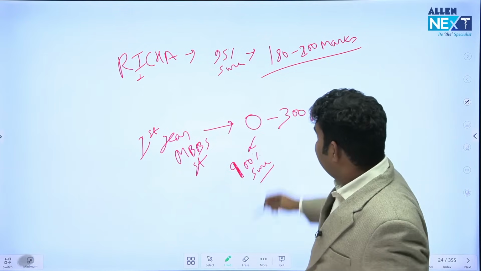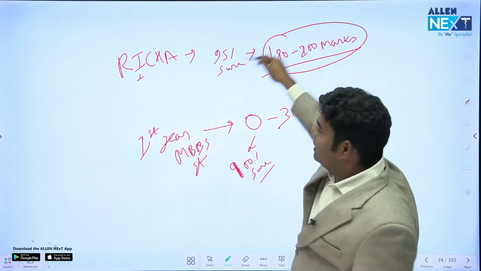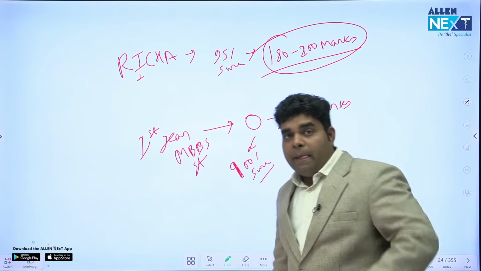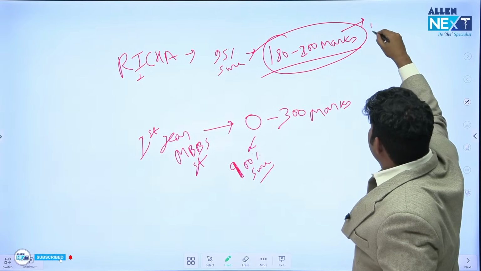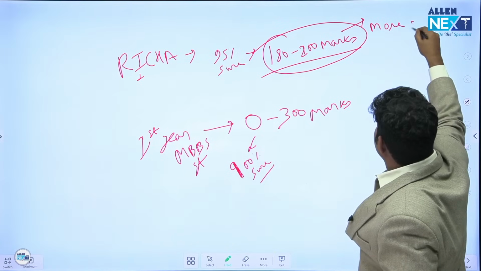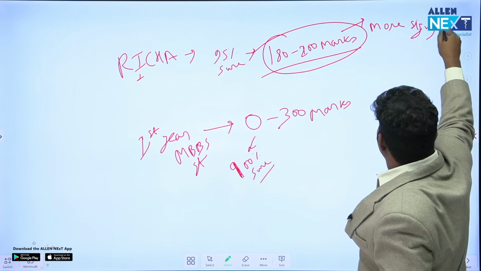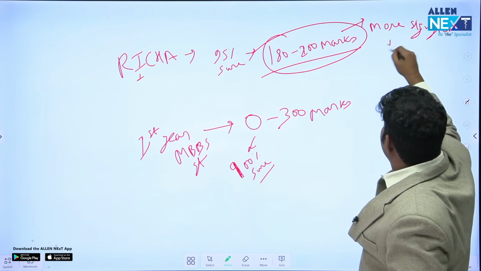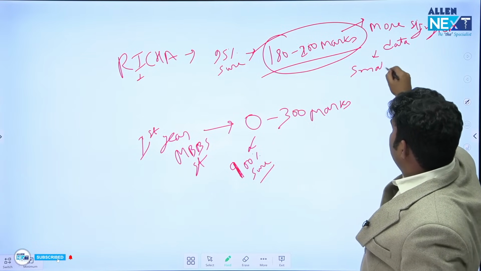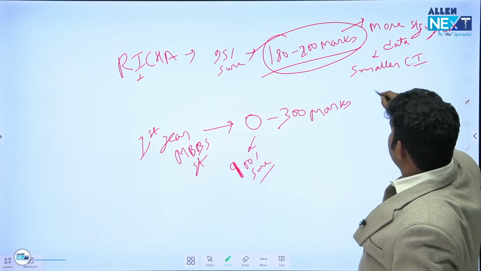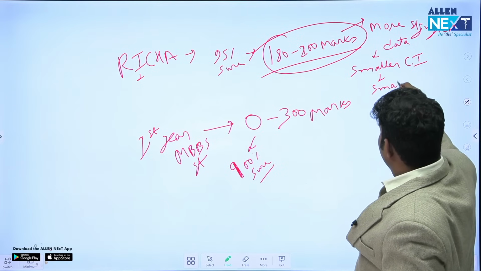Of course you can understand. Richa's data is giving us a clear idea whether she will pass or not, and she will pass with very good marks. So this is more significant data. Okay, which data is more significant? The data with a smaller confidence interval and a small error is more significant data.